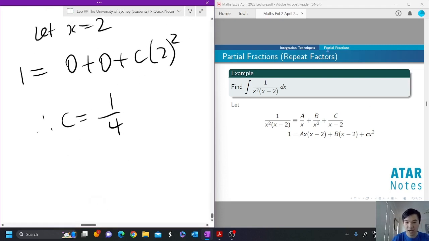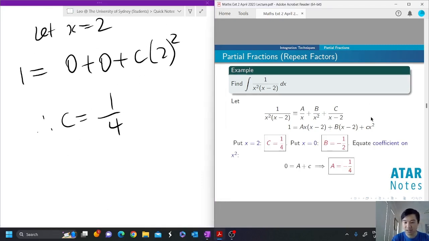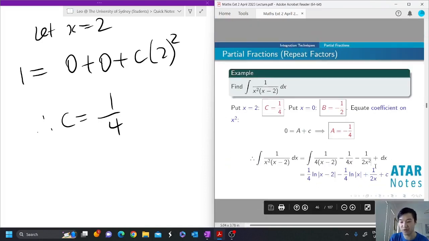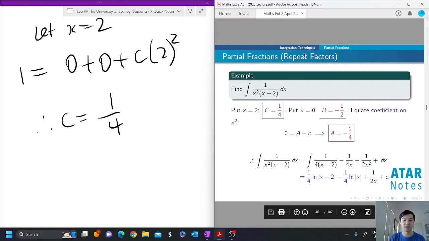And then afterwards you can expand and then compare coefficients. So you get that b is negative half and a is negative 1/4. So then afterwards you can just put that back in, and you could break this thing down into the sum of these partial fractions. And then when you integrate, you'll get this result, because it's much easier to integrate these individual fractions than it is to integrate this entire big fraction there.